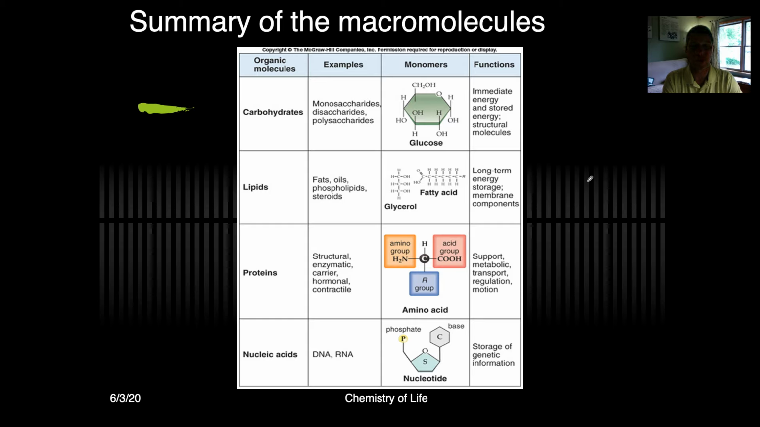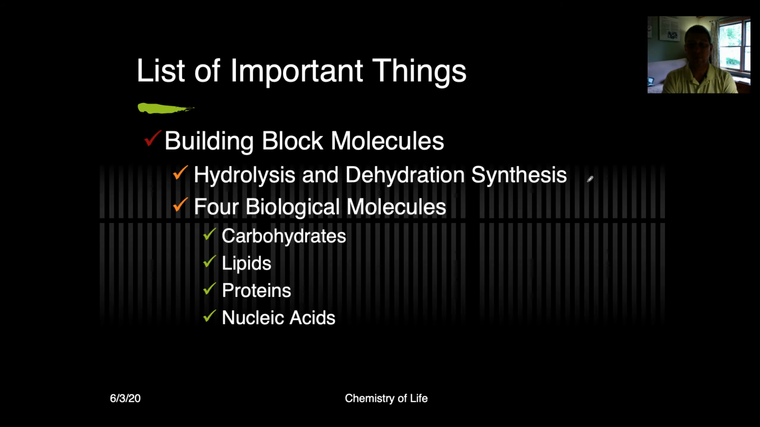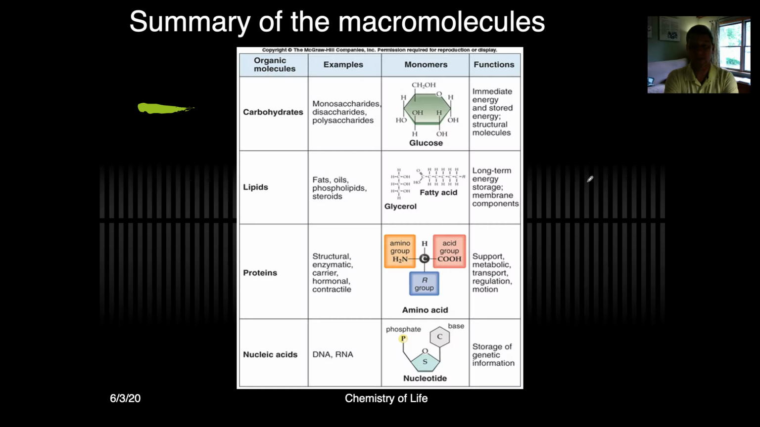The monomers are shown here: glucose for the carbohydrates, glycerol and fatty acids for the lipids, amino acids for the proteins, and nucleotides for the nucleic acids. And then their functions are listed in the last column. Short-term energy for carbohydrates, long-term energy for lipids, a bunch of different things for proteins: support, metabolism, transport, regulation, motion, and so on. And then finally, nucleic acids are used for the storage of genetic information.